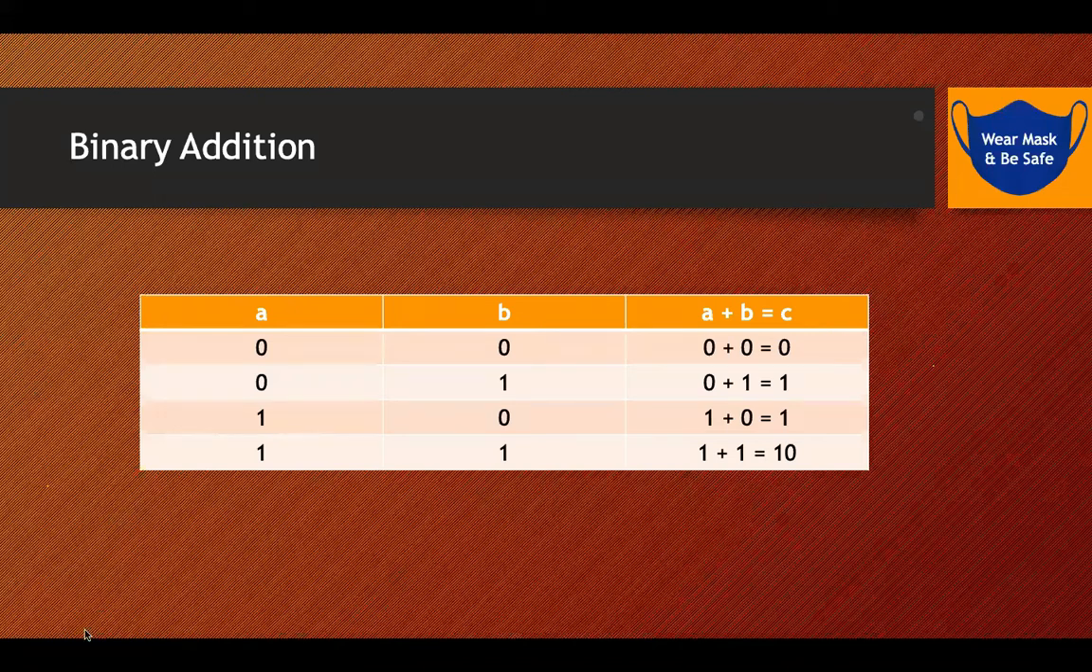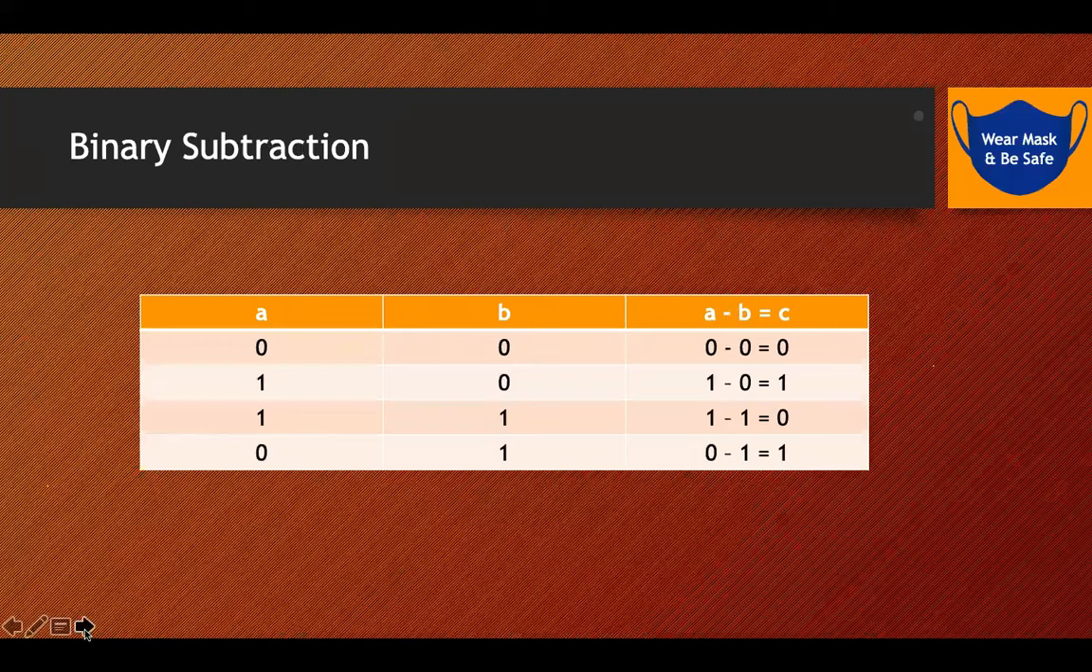Now another one is binary subtraction. When we are talking about binary subtraction, again we have to follow this particular table while subtracting binary numbers. So first, 0 minus 0 equals 0, 1 minus 0 equals 1, 1 minus 1 equals 0, 0 minus 1 equals 1. Understood? I think this is much clearer.